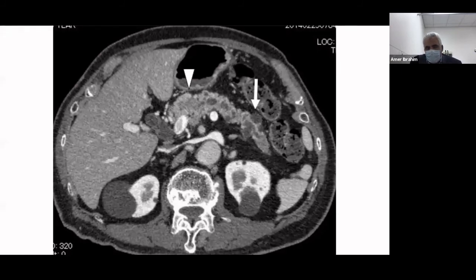hypodense lesion in the neck of the pancreas, and this is cancer, which is basically an IPMN, mixed type, that underwent malignant transformation and developed adenocarcinoma of the pancreas. So in this image, we can see there is a mixed type IPMN with malignant transformation, which is labeled by the white arrowhead.